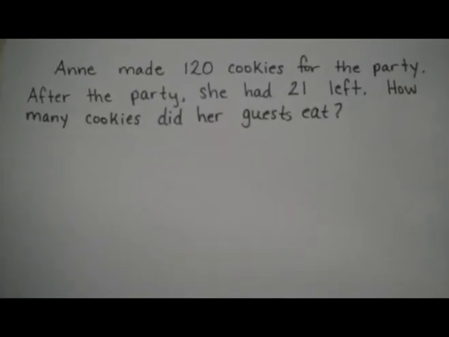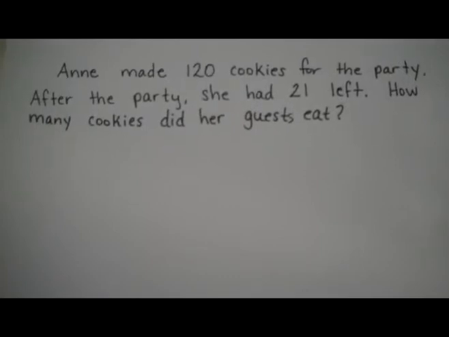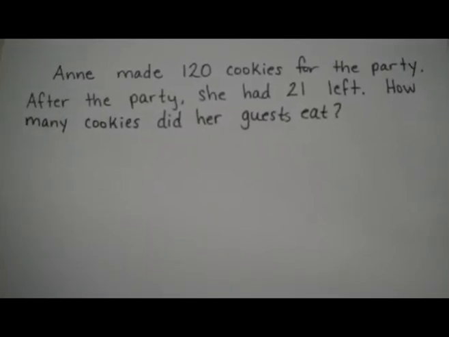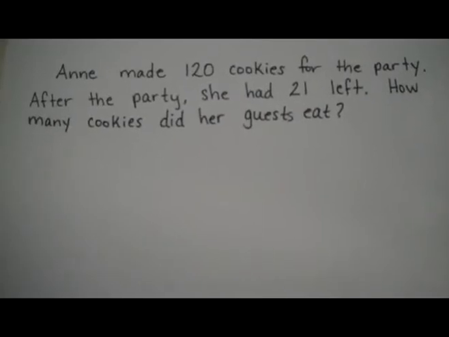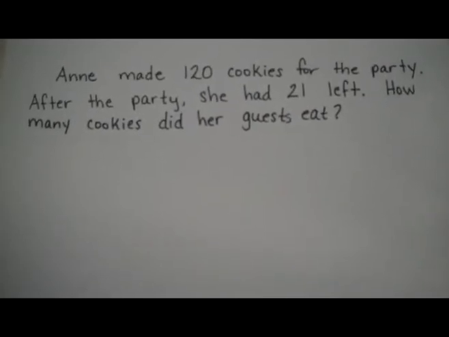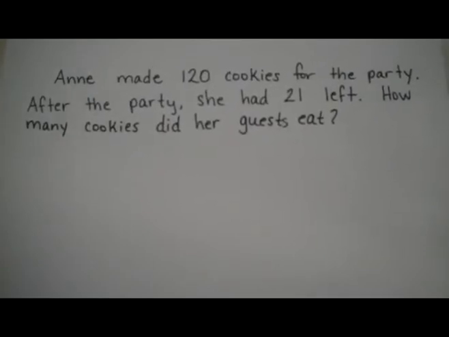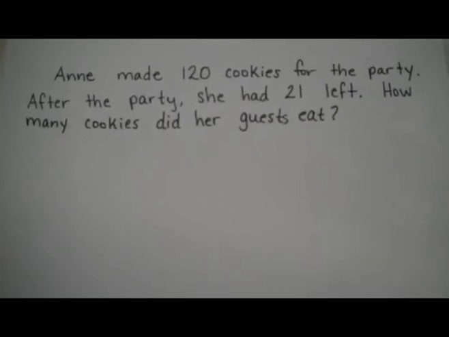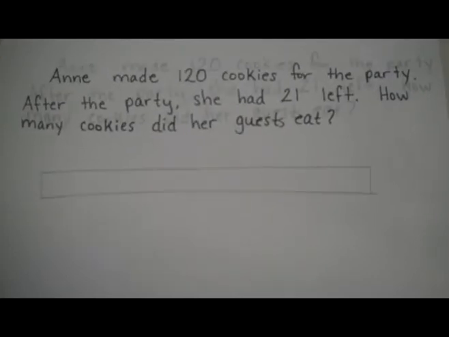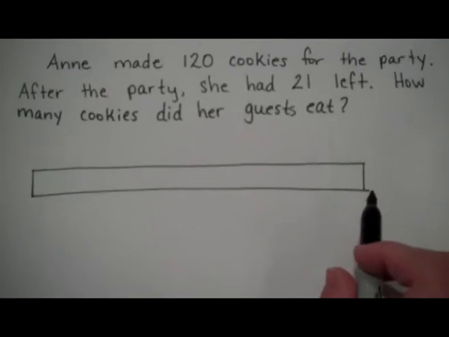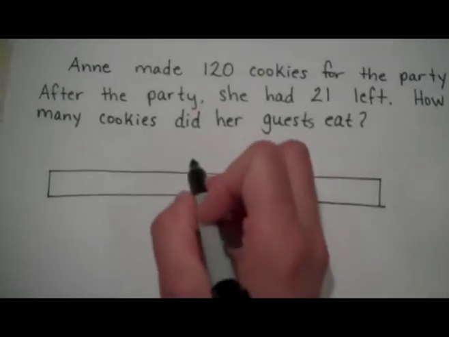This problem says, Anne made 120 cookies for the party. After the party, she had 21 left. How many cookies did her guests eat? Well, it says Anne made 120 cookies for the party, so we know that the whole is going to be 120. So here's our bar. Here's the whole bar.